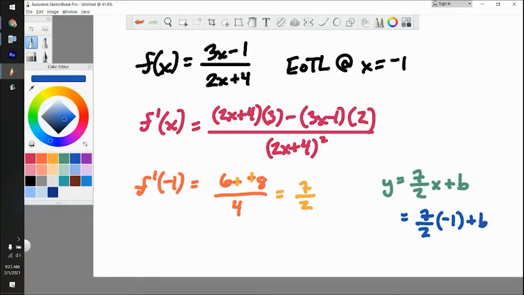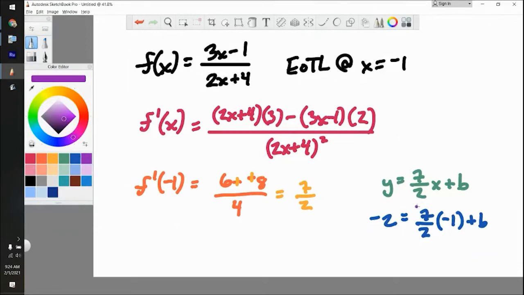All right, what's the y for this one at x equals negative 1? They don't give me the y, so how do I calculate it? Yep, plug it into the f of x equation. So f of negative 1, I got negative 2. Did anyone get negative 2? All right, cool.